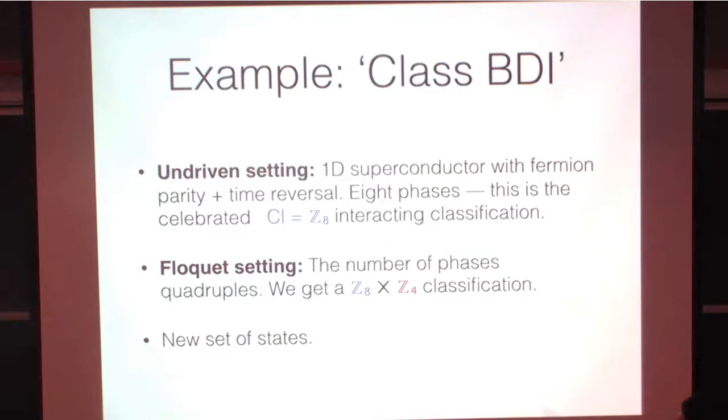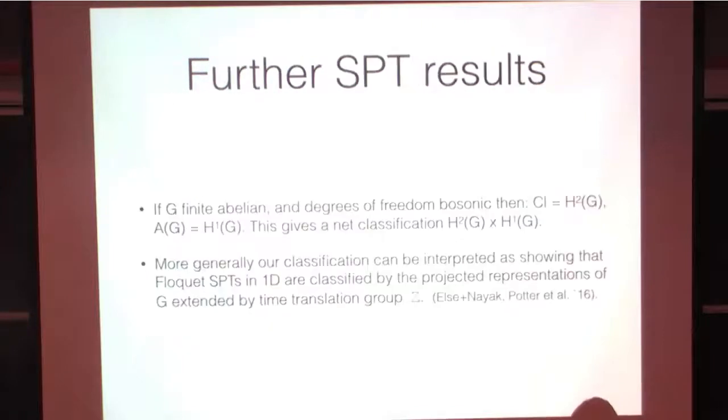Okay, so what I was saying is there's also a situation which has fermion parity and time reversal symmetry, and in the undriven setting this has a Z8 classification. And it turns out that in the Floquet setting this Z8 classification goes to something like a Z8 cross C4 classification. So that's a new result. As I understand it, in the non-interacting classification this just becomes a Z cross Z. So it's different on two counts. One is that Z is broken to Z8 for the undriven part, and Z is broken to Z4 for the driven part, roughly speaking. So that's a new set of states.